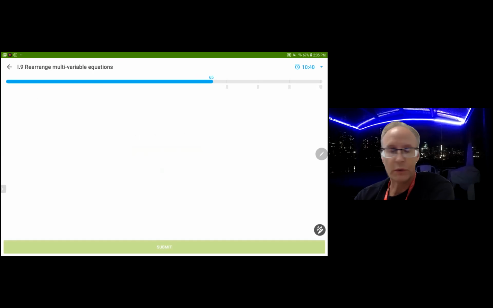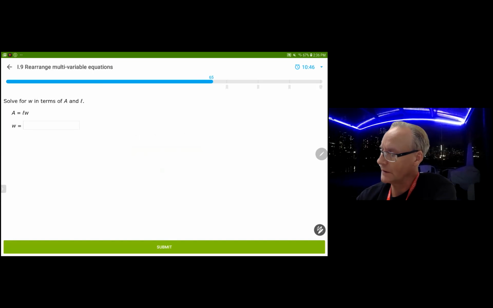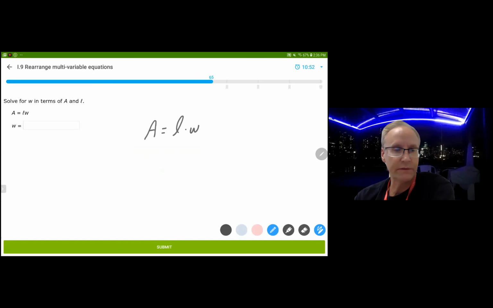Looks like we might just have one more to get to the proficiency level, and this is a nice, easy one. I hope you recognize this formula. Area equals length times width. This should be very familiar. This is the area of a rectangle is equal to the length times the width, and we want to solve for W. So we want to get W by itself. We divide by L, and we're done.